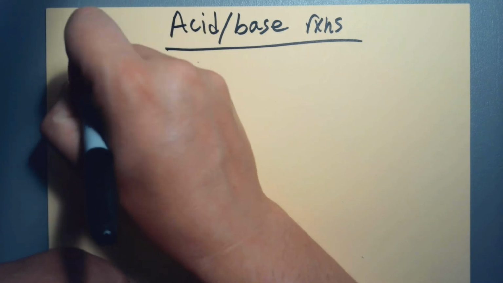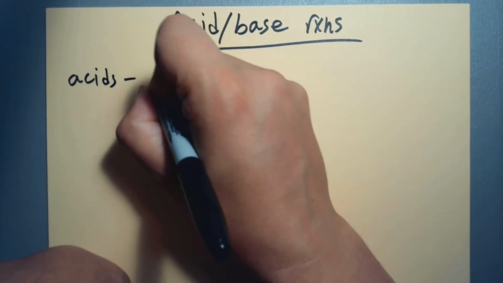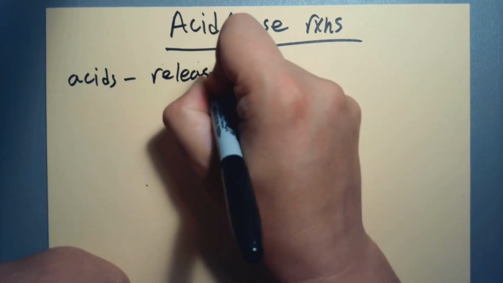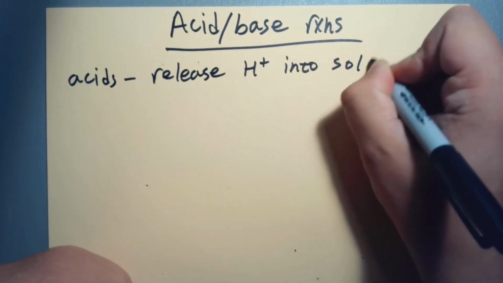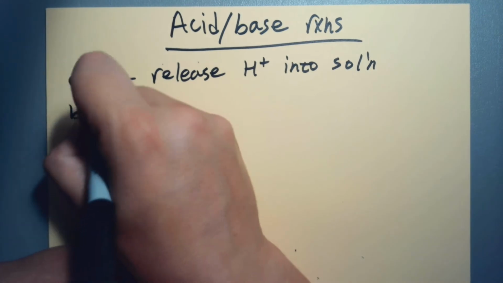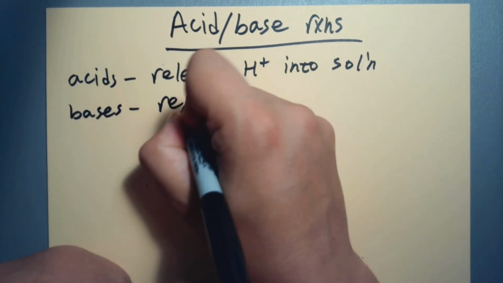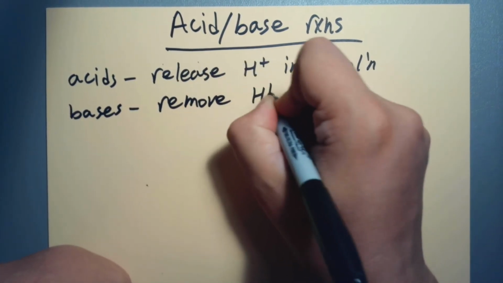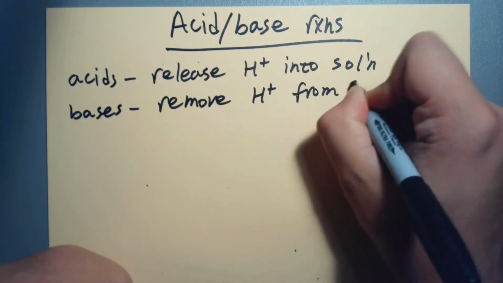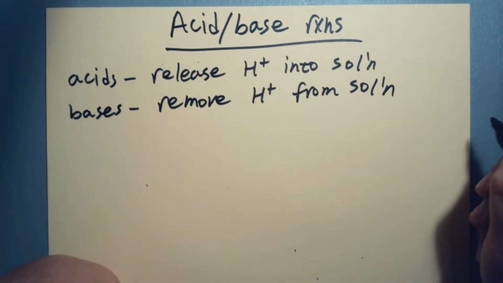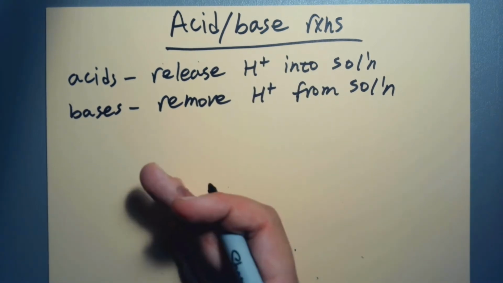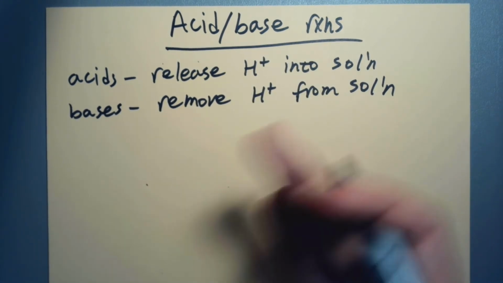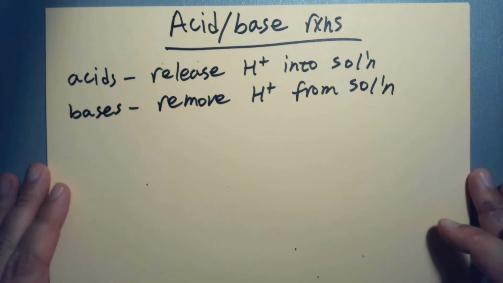And so what acids do is they release H plus into solution, and bases do the opposite. They remove H plus ions from solution. And we'll build on this more later. But there's like addition and subtraction, multiplication and division, dehydrogenation and hydrogenation. You got these reverses.